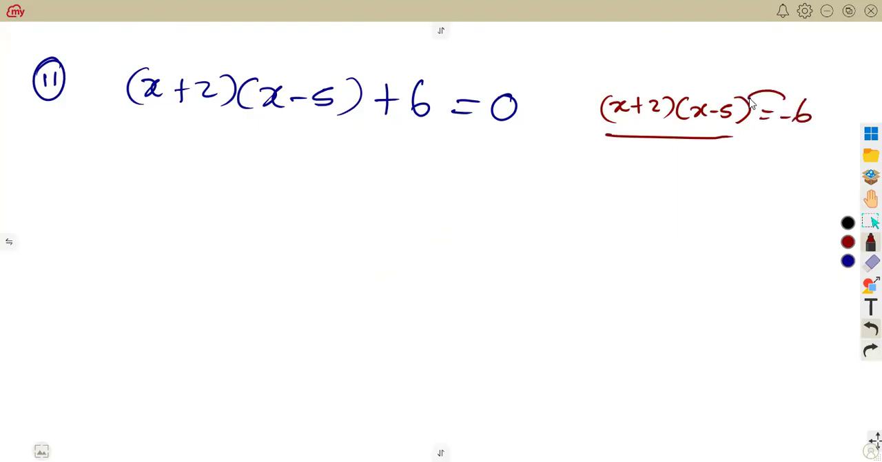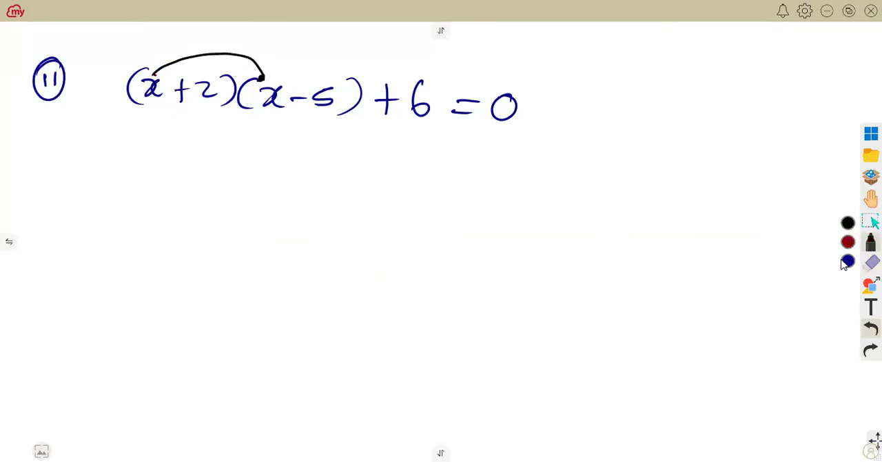Then you take the negative 6 to the other side of the equation. But in this case, they've already taken that negative 6 to the other side of the equation. That is what they only did in this case. So expansion of brackets still has to happen before solving.